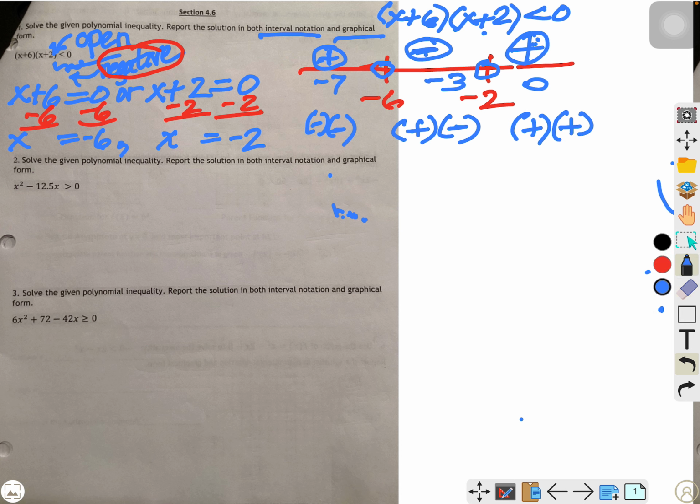So this is what I shade in. The positive regions are not what I shade in. I was looking for negative, and that's that middle region. So interval notation would give us from negative 6 to negative 2, open intervals, as indicated by the parentheses. And we already have the graphical notation as well.